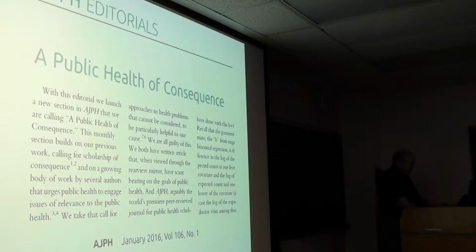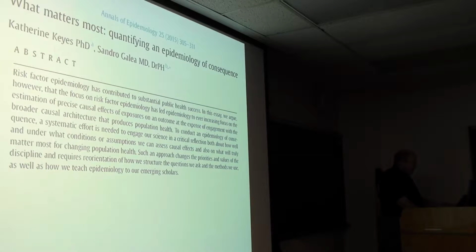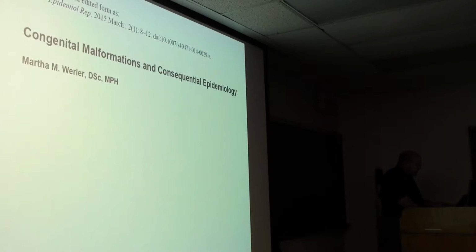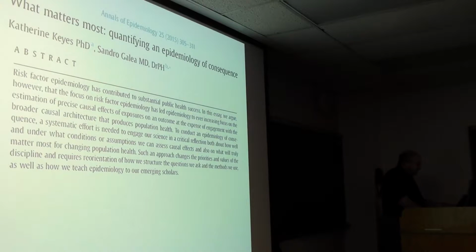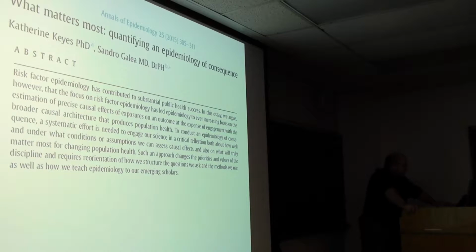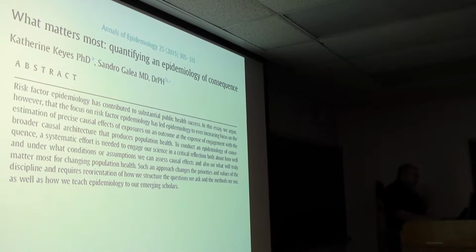And here, this is an announcement for, I think, a monthly column or set of articles. The first one of which was by Sandro and Carey on the concept of consequential epidemiology. This is probably, of the writings, the one that's clearest to me as to what they mean by consequential epidemiology, or consequentialist.